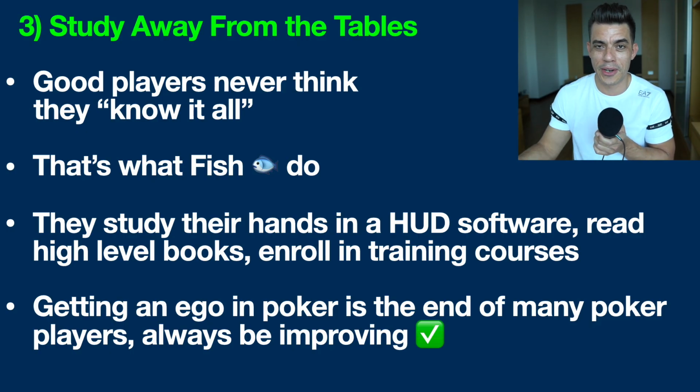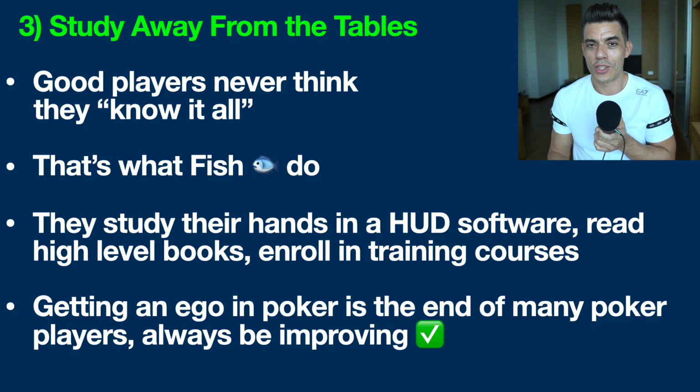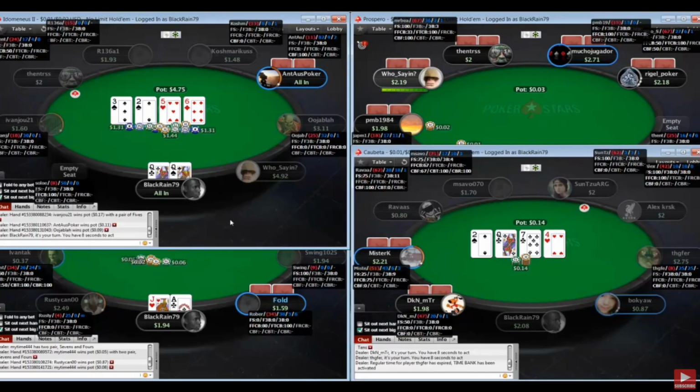You can see them all over the internet in the comment sections. There's a lot of really confident poker players out there. But guys, the bottom line is that elite world-class poker players, they don't think this way. They understand that the game of poker is always evolving, always changing, and therefore they need to be evolving with it as well. So therefore they study their hands in a HUD software, for example.